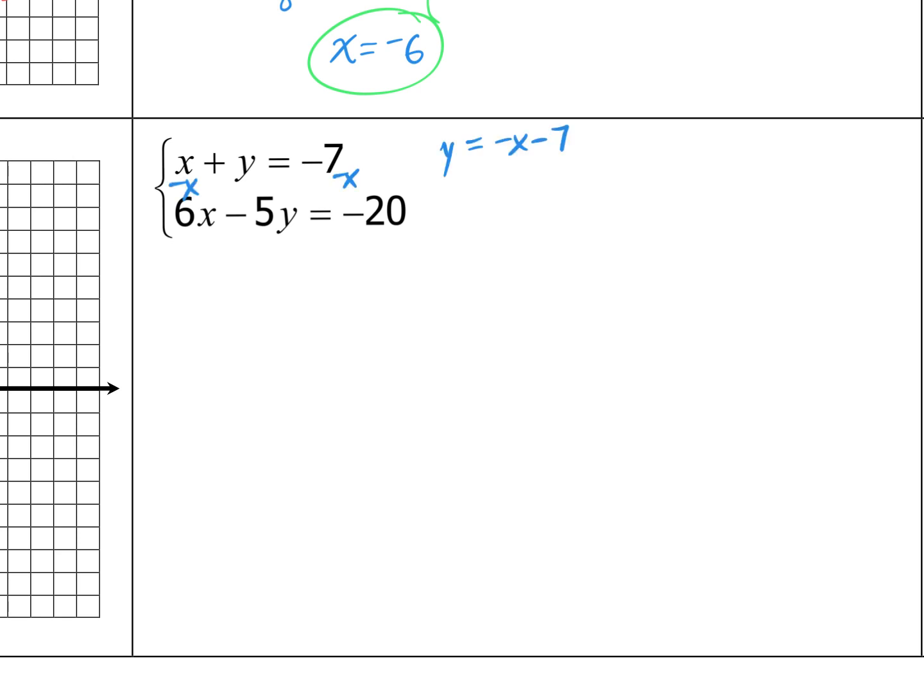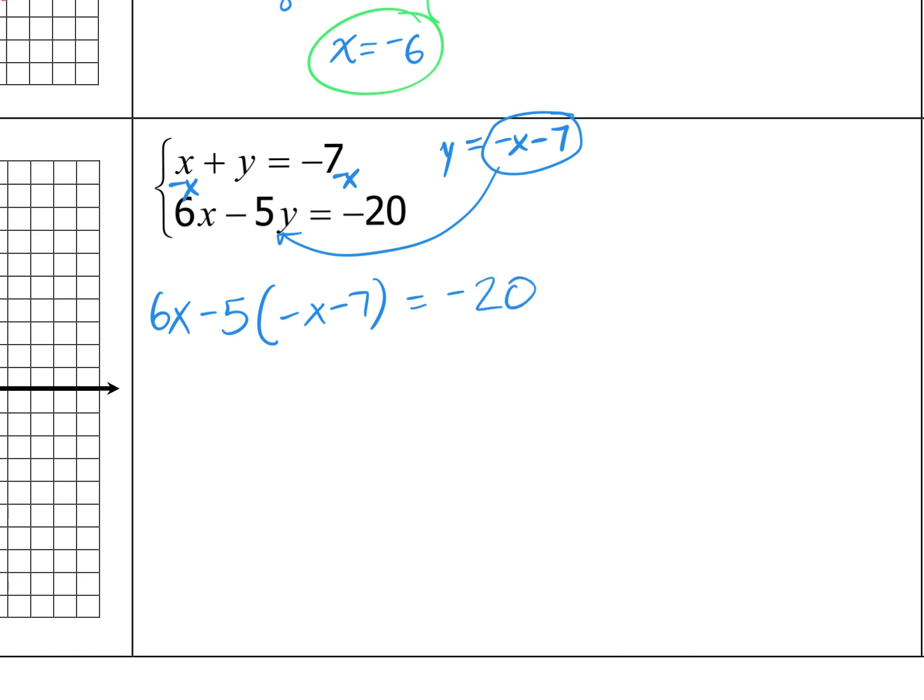That's elimination, what we did on the other one. All right, so if I do this, I'm going to take this y and plug it in here for y. So I have 6x minus 5. Now you put the parenthesis in to put your -x minus 7. And that equals -20.